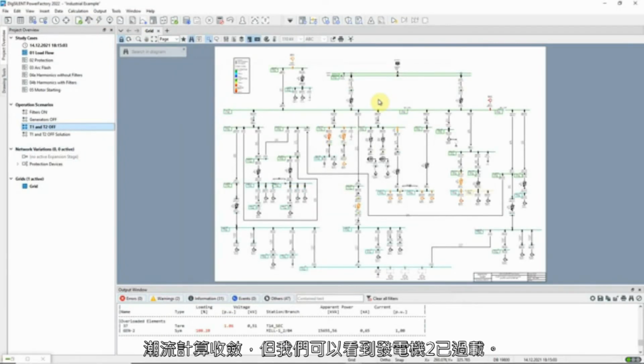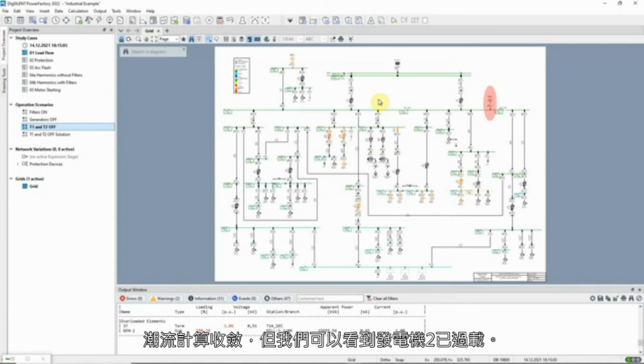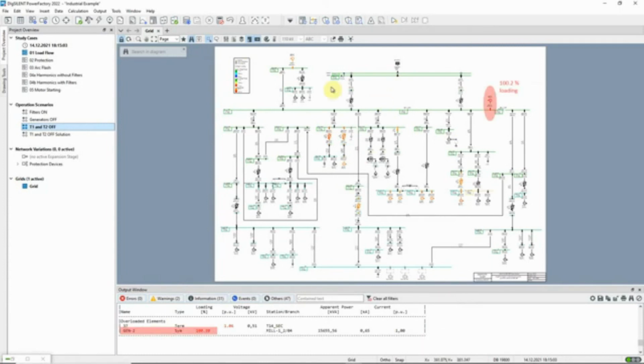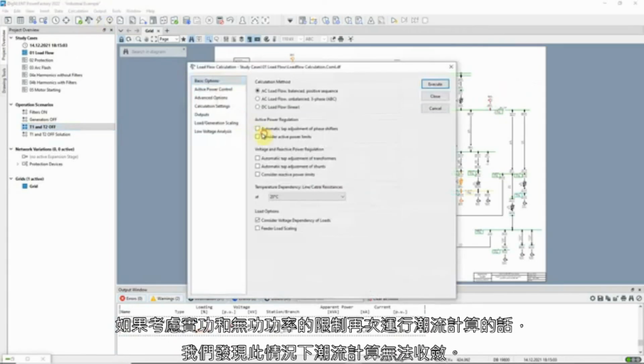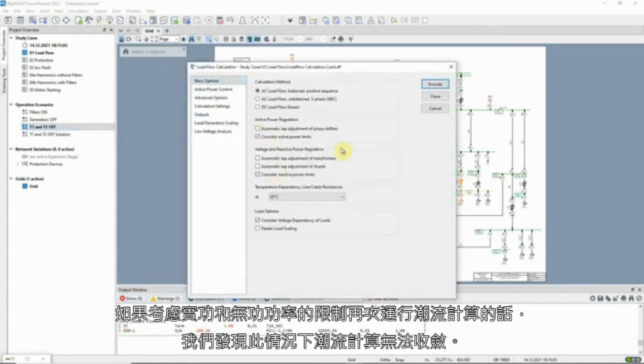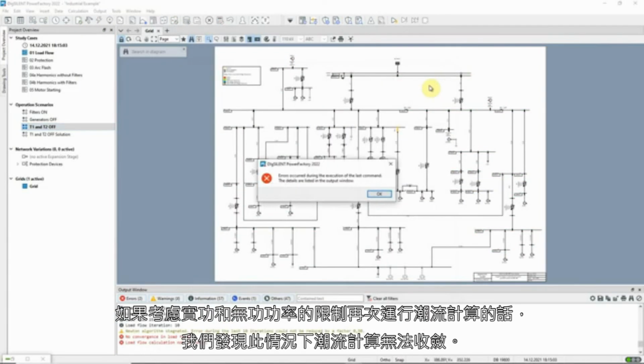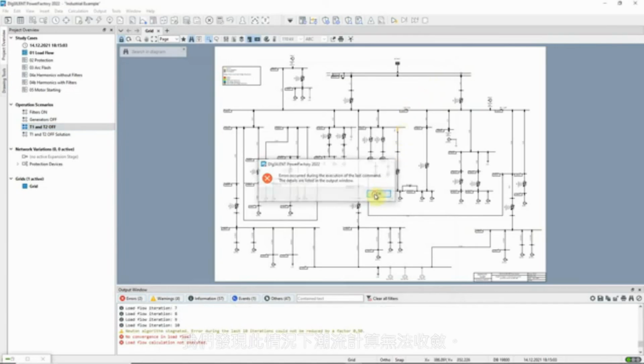The load flow converges, but we can see that generator 2 is overloaded. If the load flow is run again, with active and reactive power limits considered, we find that in this case, the load flow will not converge.